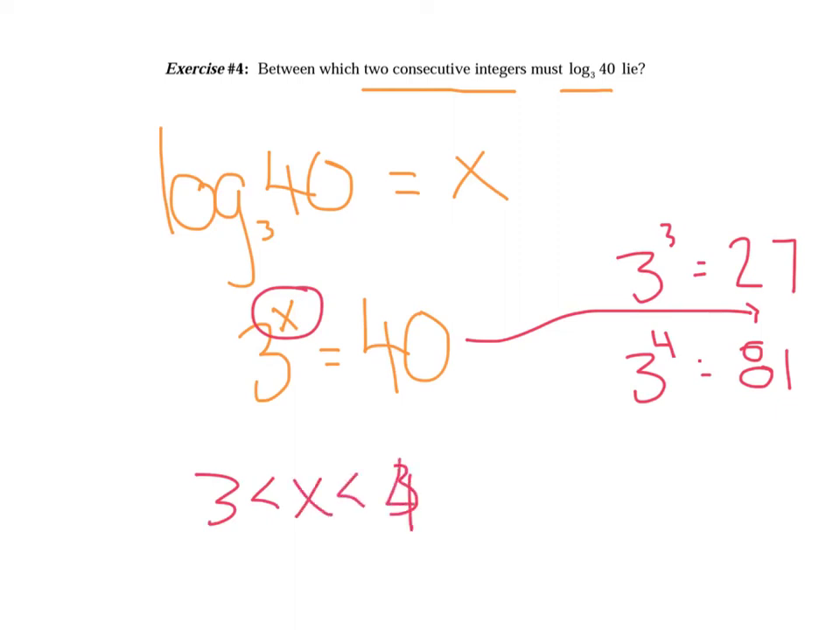Whoops, that should be a 4. So because 3 to the third was too small, 3 to the fourth was too big, so 3 to the x is going to fall somewhere between the 3 and the 4, and that would be my answer. Between which two consecutive integers? It'd be somewhere between 3 and 4.